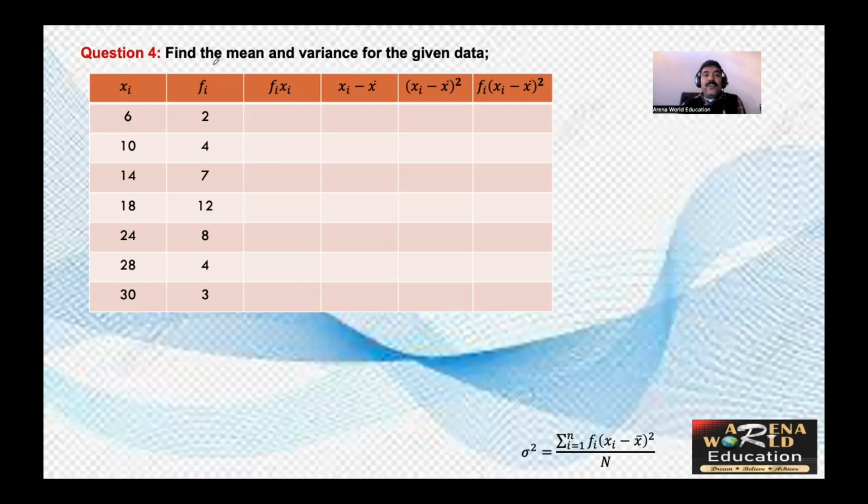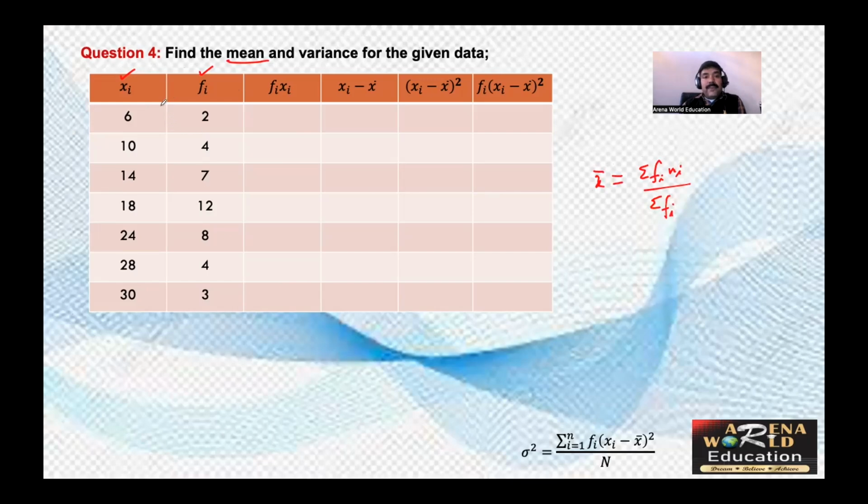Question number 4 is to find the mean and variance for the given data. Here xi is given and fi is also given. So you know, to find the mean, what is the formula? Yes, mean will be equal to summation fi xi and whole divided by summation fi, right?